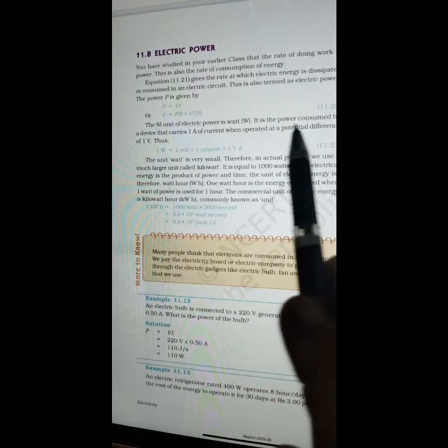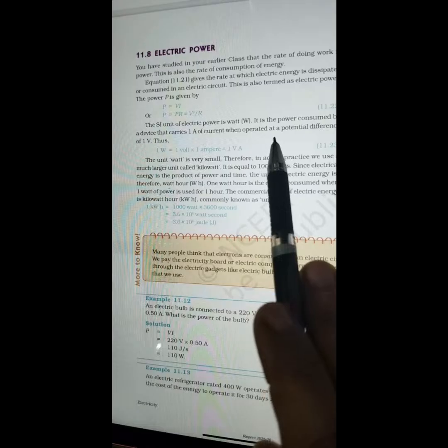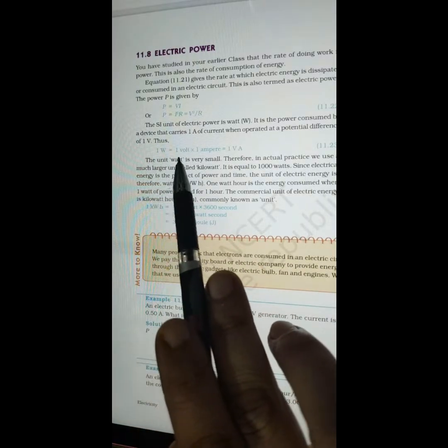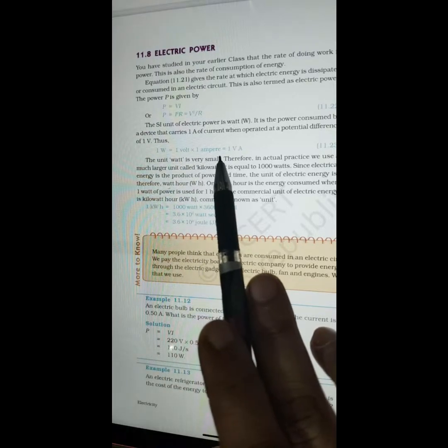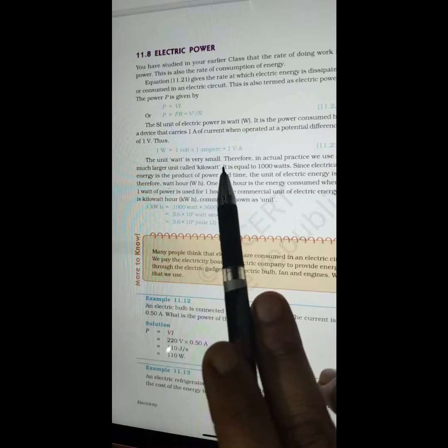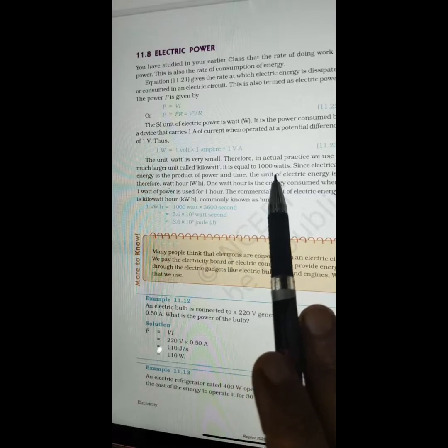It is the power consumed by a device that carries 1 ampere of current when operated at a potential difference of 1 volt. Thus, 1 watt is equal to 1 volt into 1 ampere, or 1 VA. The unit watt is very small. Therefore, in actual practice, we use a much larger unit called kilowatt, which is equal to 1000 watts.